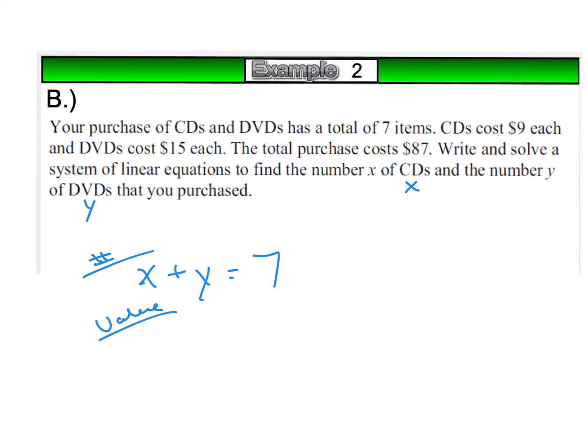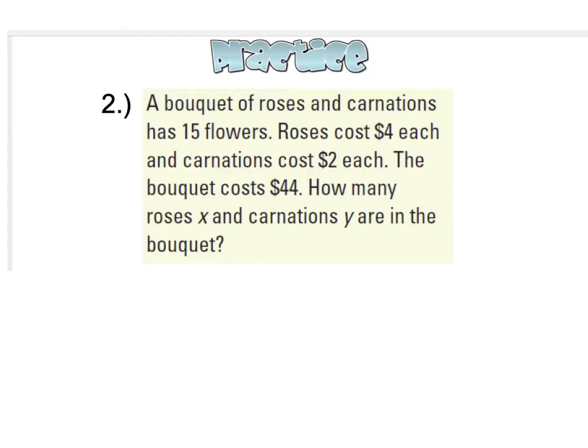CDs cost $9 each, DVDs cost $15 each. So 9x plus 15y, and our total purchase is $87. Pause the video and see if you can write the two equations for this problem.